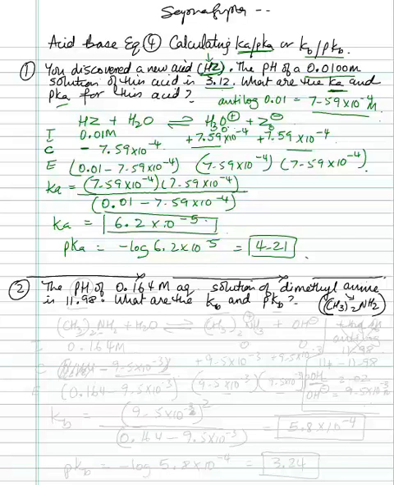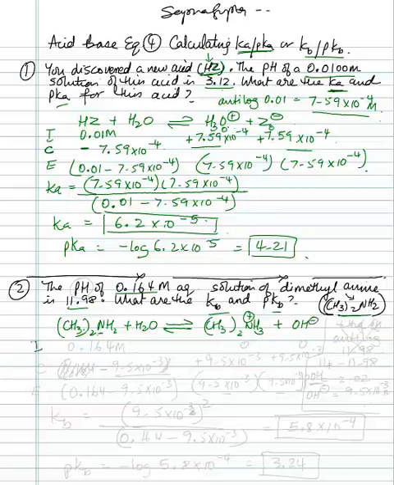Next one: the pH of a 0.164 molar aqueous solution of dimethylamine, the structure is given here, is 11.98. What are the Kb and the pKb for this base? Let's write the equation. (CH3)2NH plus H2O in equilibrium. This is an NH over here, and since you're dealing with Kb, you know you're going to get hydroxide ions. The conjugate acid of this base is (CH3)2NH2 plus. Remember, always just add a proton, that's how you get the conjugate acid. And then, of course, the hydroxide ion.